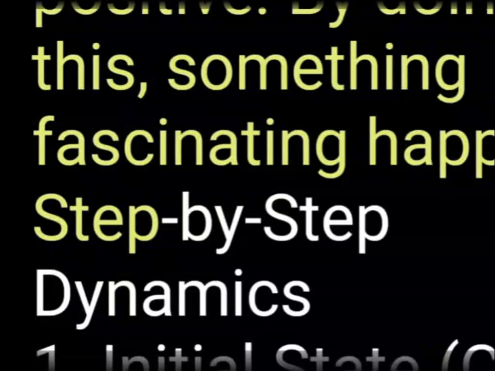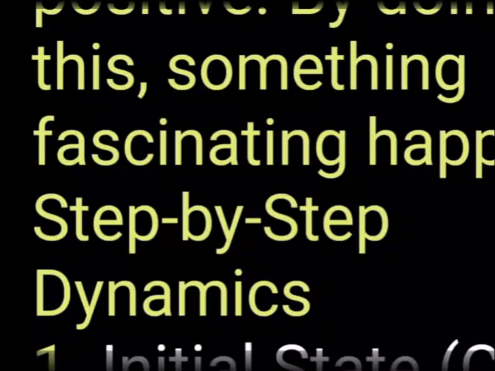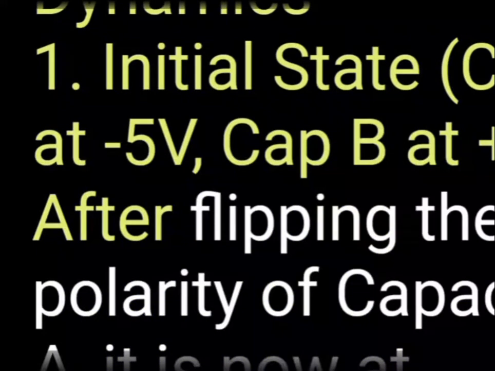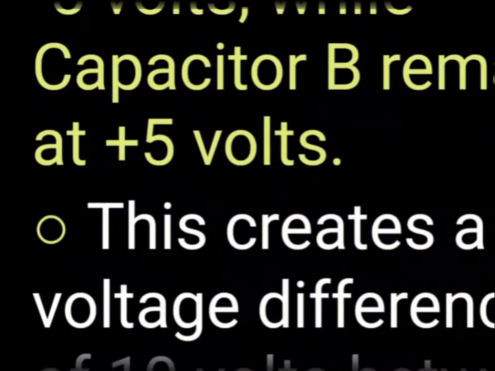1. Initial state: cap A at minus 5 volts, cap B at plus 5 volts. After flipping the polarity of capacitor A, it is now at minus 5 volts, while capacitor B remains at plus 5 volts. This creates a voltage difference of 10 volts between the two capacitors, since minus 5 volts on cap A and plus 5 volts on cap B result in a potential difference of 10 volts.